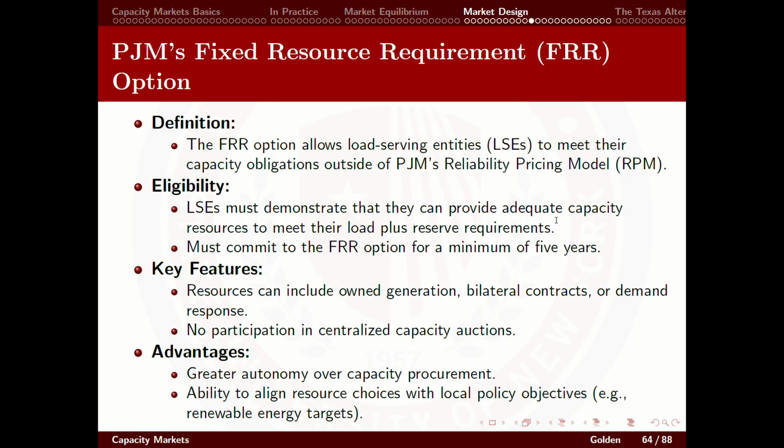So PJM's fixed resource requirement option is an option for opting out of capacity markets. This allows load-serving entities like utilities to meet their capacity obligation outside of PJM's capacity market, the reliability pricing program. To be eligible, load-serving entities must demonstrate they can meet adequate capacity resources plus reserve requirements, and they must commit to doing it for a minimum of 5 years. And the concern here is people would opt out or opt into capacity markets based on what's convenient and based on how high the price is. And this would actually not serve the purpose of the capacity market, which is to be a long-term mechanism to encourage optimal investment, encourage reliability.